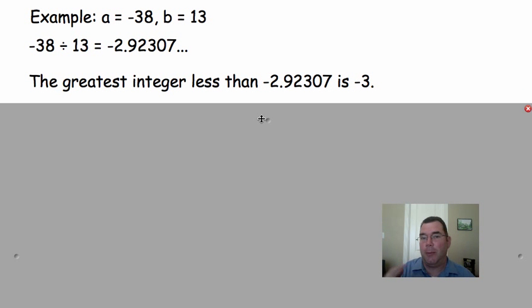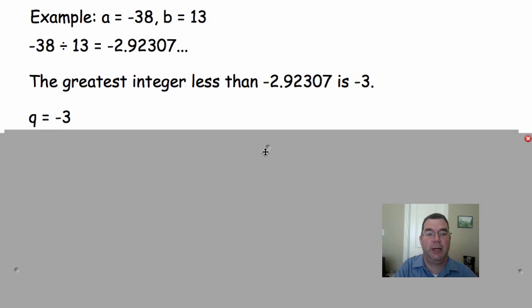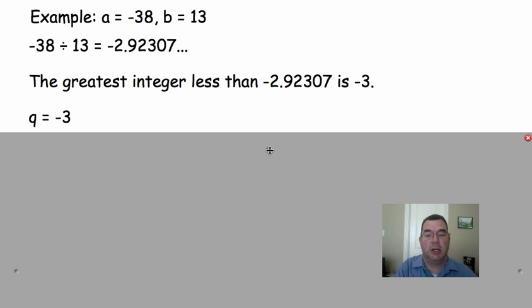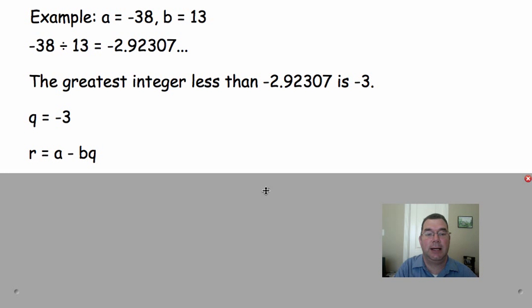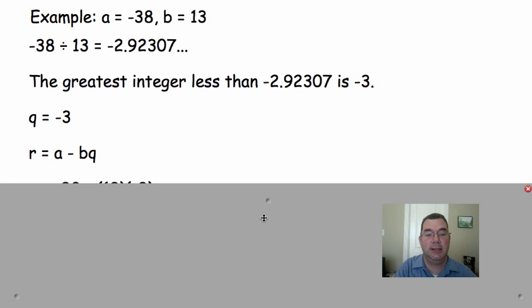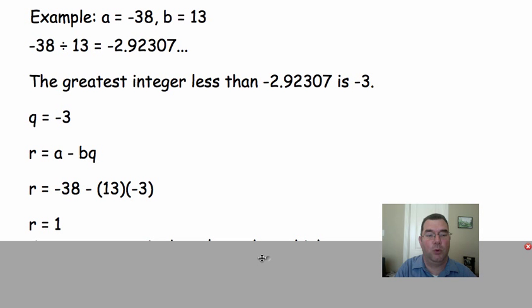So we're not actually just chopping off the decimal with negative numbers. I actually have to go down an extra one. And the reason I do that is so that my remainder remains positive. So I can stick to my definition of what the remainder is supposed to be. So q is going to be negative 3. And then to figure out my remainder, it's going to be a minus b times q. And I just figured out what q is. So if I plug all of that in, I get a remainder of 1. Okay, remember that r has to be between 0 and, in this case, 13, whatever my b value is.